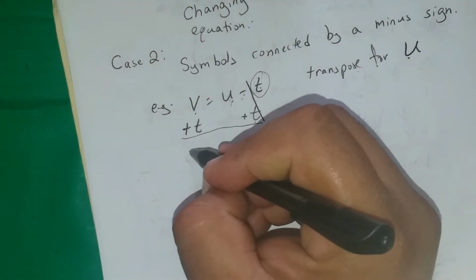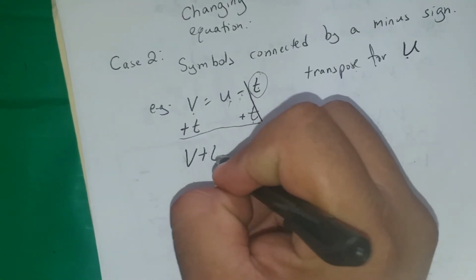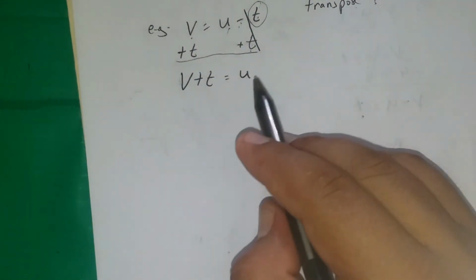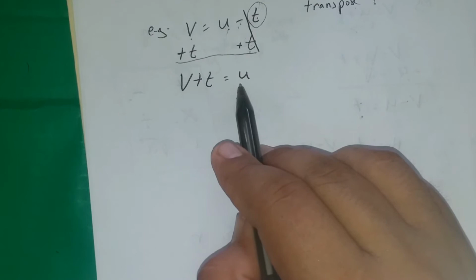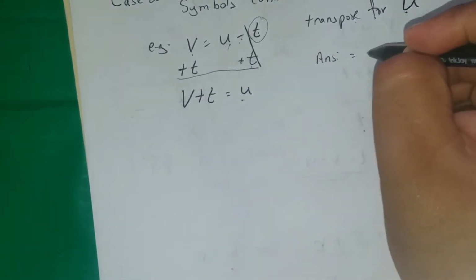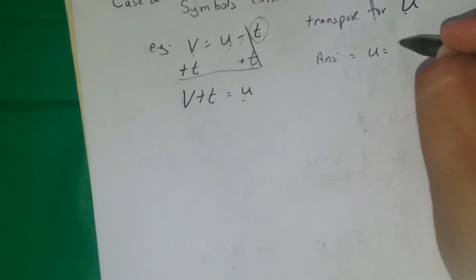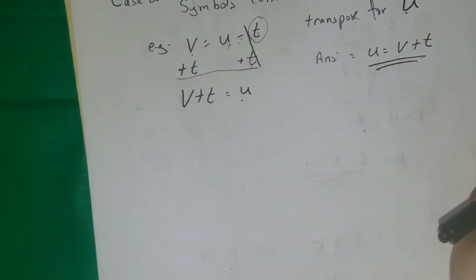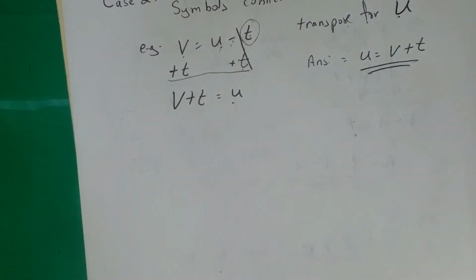And then you end up with v plus t equals u. Have we finished? Have we left u by itself? Yes. Our answer is u equals v plus t. And then there we have it. Let's take a look at another one.